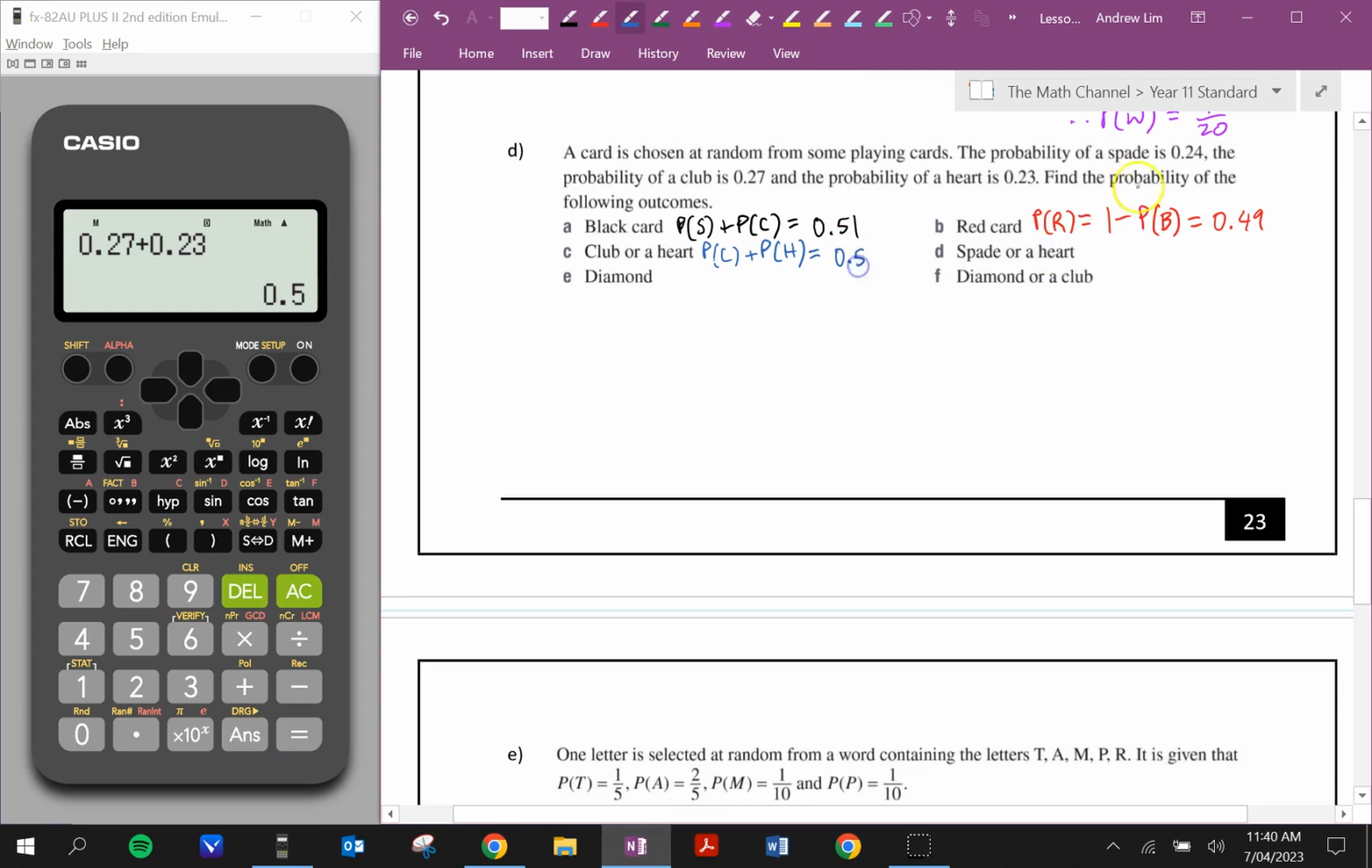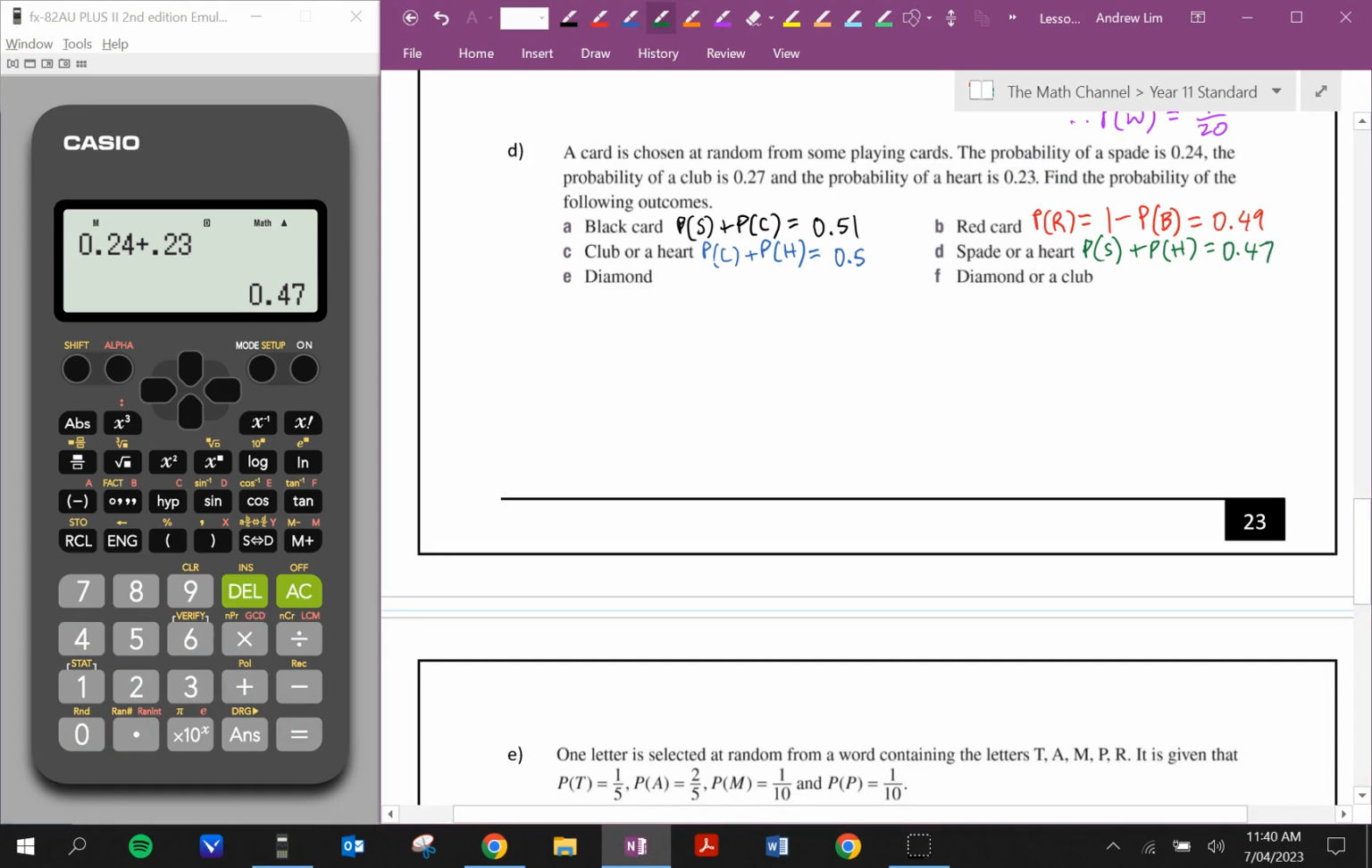A spade or a heart. Well, we know that this one here, the probability of a spade, let's do it in green, plus the probability of a heart. Spade is 0.24, heart is 0.23, which is 0.47.